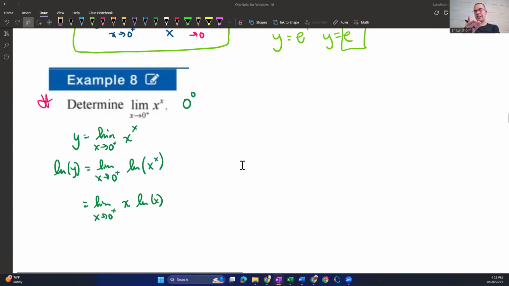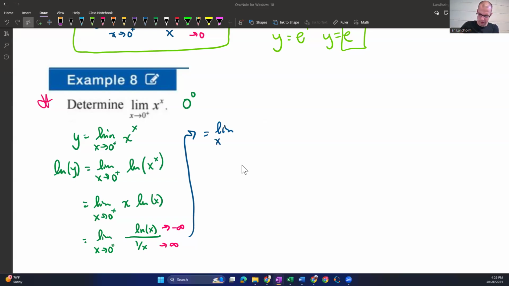And so this isn't a fraction yet, but we can make it a fraction. If we put 1 over x on bottom, that is equivalent to what we just had. And so now the top is going to negative infinity when we put in 0 from the right. The bottom is going to infinity as we put in 0 from the right. And so now we're able to work with L'Hopital's rule.